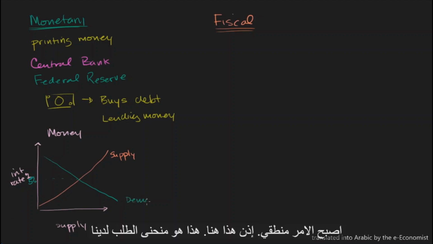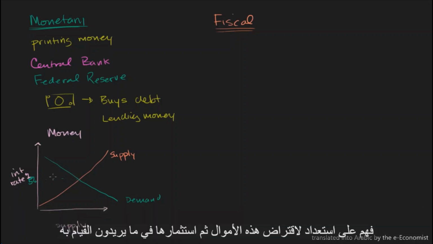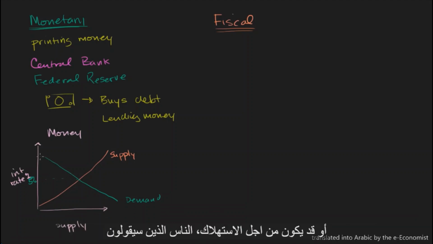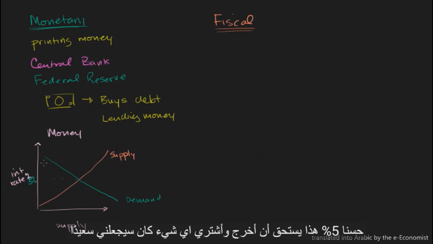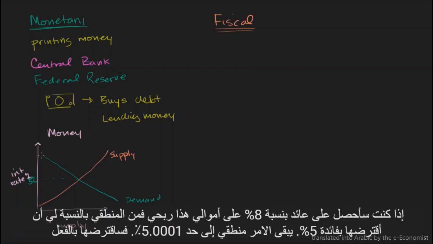This is our demand curve. All of the people who will get more than 5% benefit out of the money, maybe they have an investment where they could get 10% on the money, or 8%, or 5.1%, are all willing to borrow that money and then invest it in whatever they want to do. Or this might even be consumption. People who say, hey, 5%, that's worth it for me to go out and buy that thing that makes me happy. But from an investment point of view, it makes even more sense. If I'm going to get an 8% return on my money, it makes sense for me to borrow it at 5%. It makes sense all the way up to 5.0001%, I'd actually borrow it.